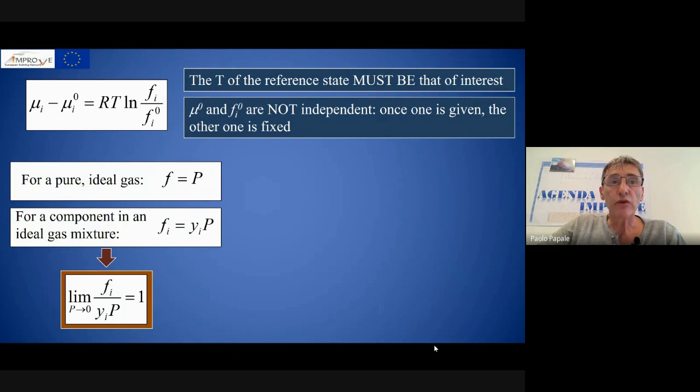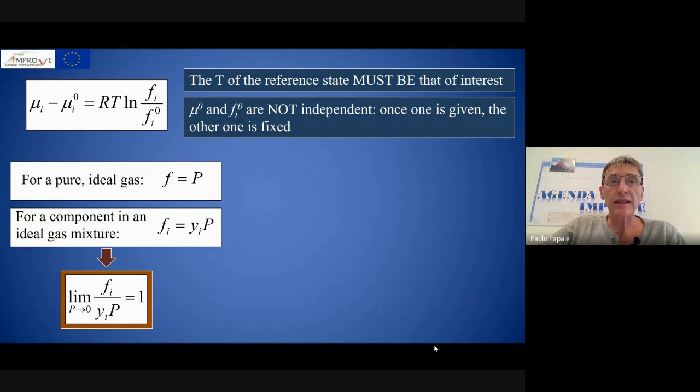We will get fully into the real world in a few slides, but before that, we will see that equality of chemical potentials and equality of fugacities are entirely interchangeable, or in other words, one implies the other.